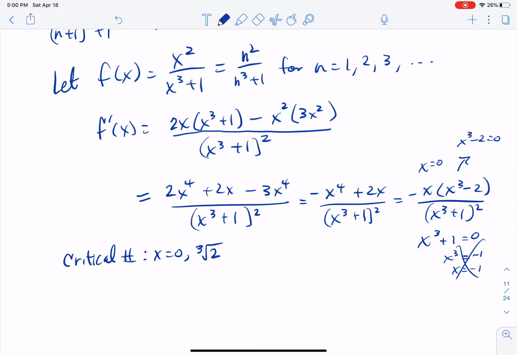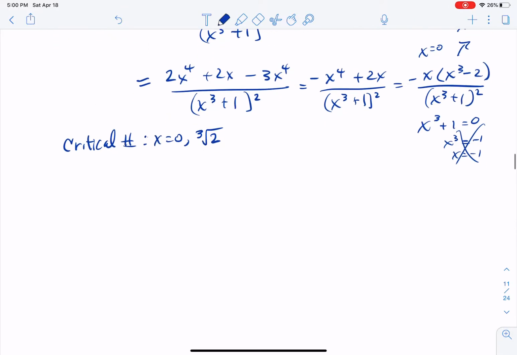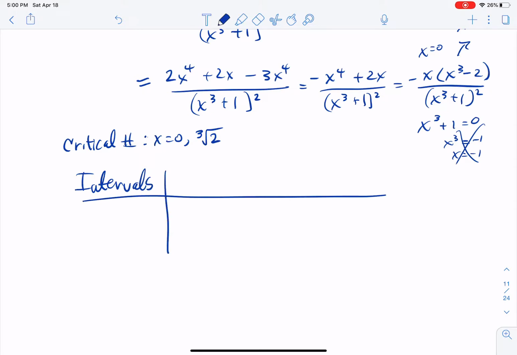Yeah, so we have 2 critical numbers. Let's make ourselves a little chart for this, with some intervals. We're starting at 0, even though it doesn't really start at 0. It starts at 1, but just for the purposes of this function. And then we're going to go up to the cube root of 2, and then the cube root of 2 up to infinity.